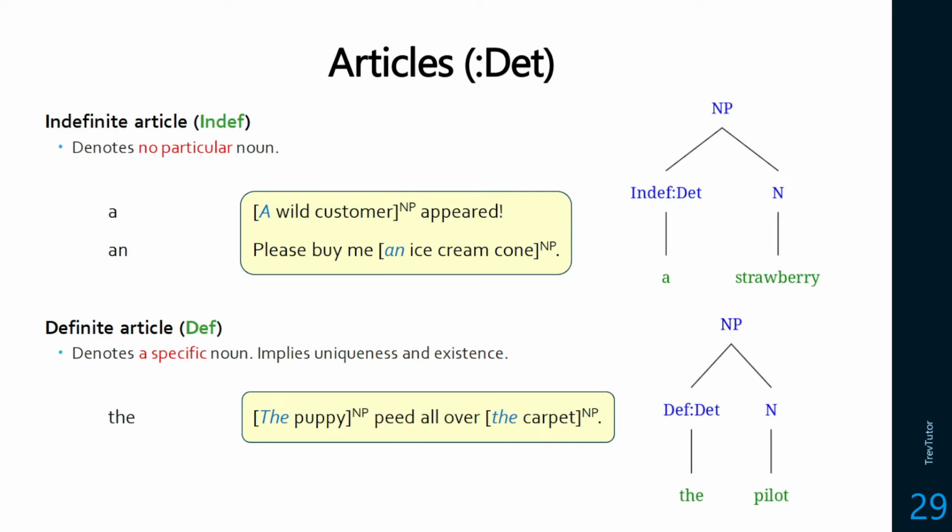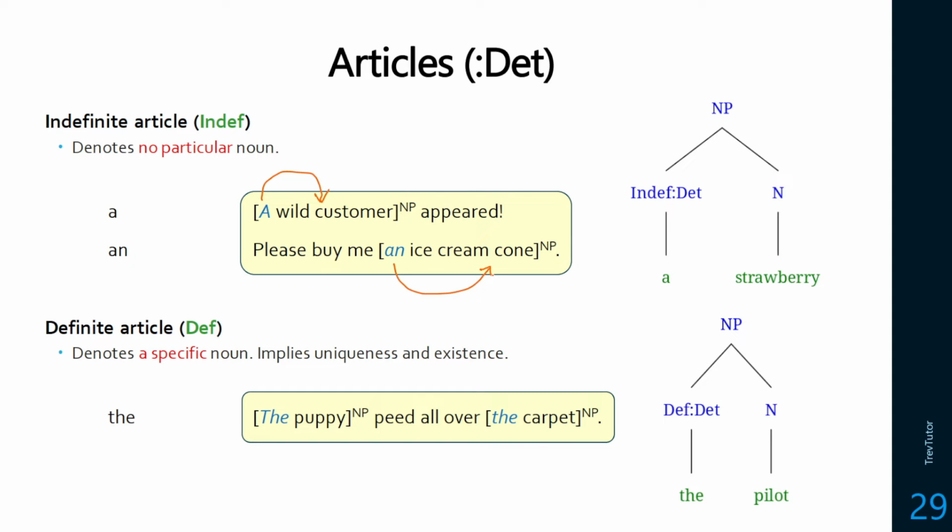So the first two are articles, the indefinite articles and the definite articles. We call the indefinite article indef and the definite article def. Indefinites denote no particular noun. We only have two indefinite articles in English, a and an. So a wild customer appeared. So a is introducing customer. And then we also have please buy me an ice cream cone. So an is going to be introducing ice cream cone.